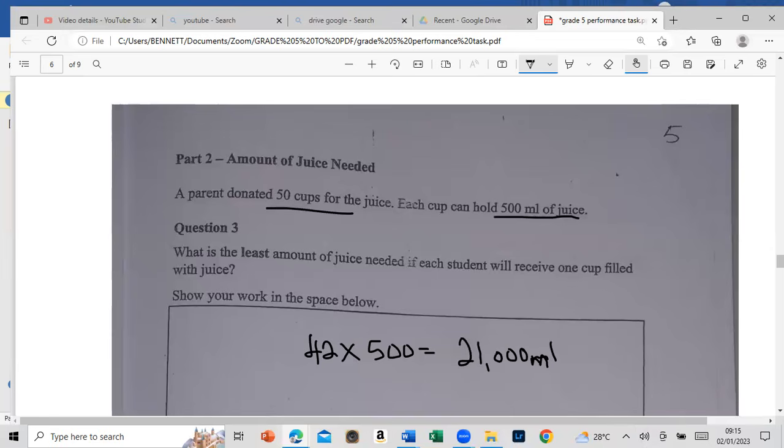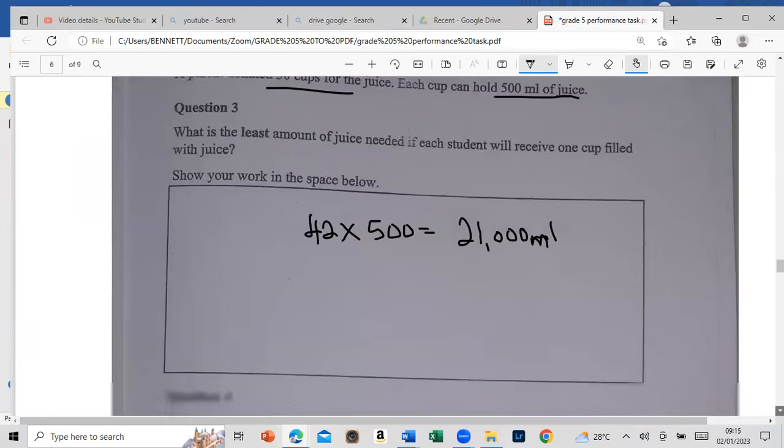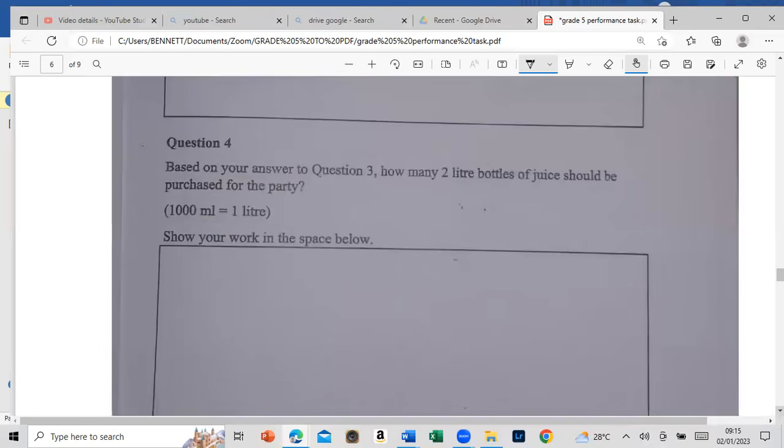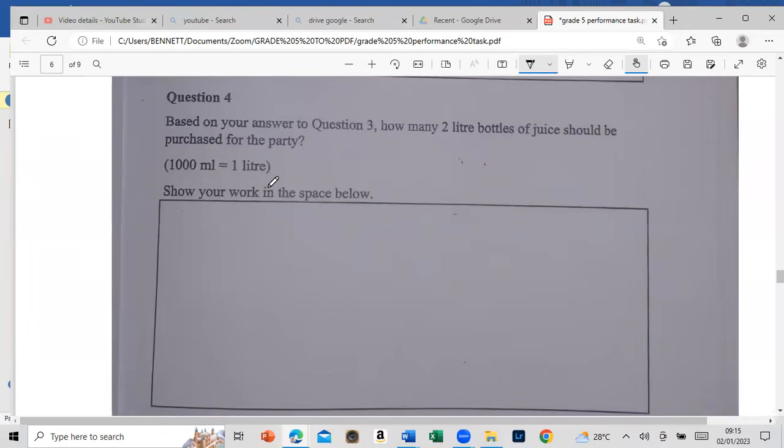Let's move further now. It says show your working in the space below. All right. So based on your answer to question 3, how many 2-liter bottles of juice should be purchased for one party?